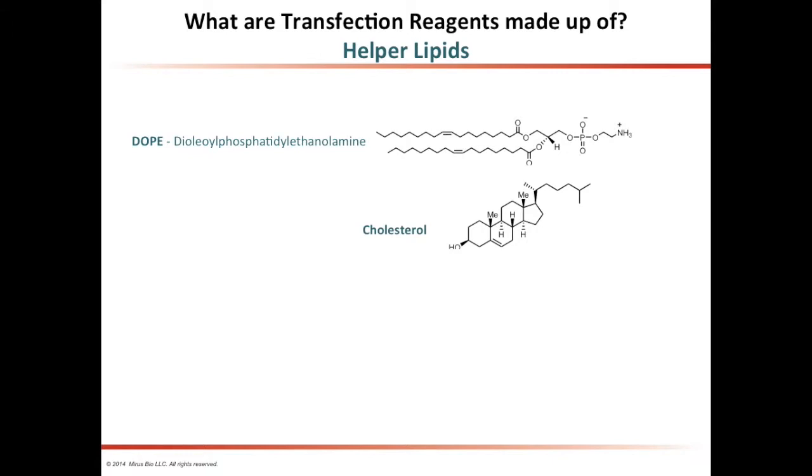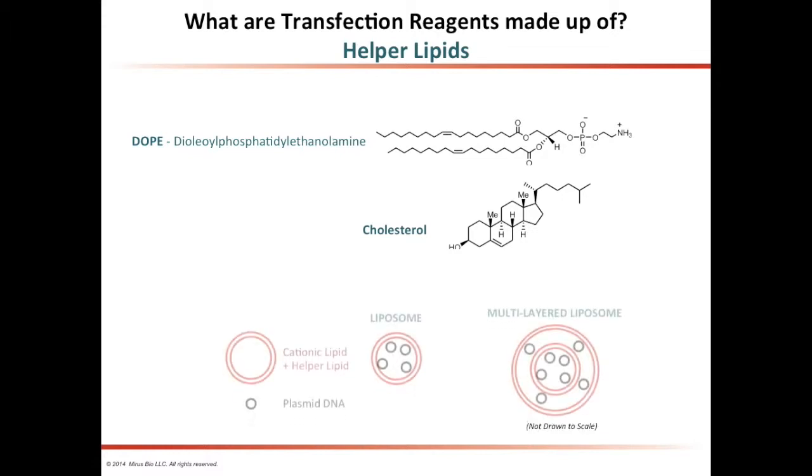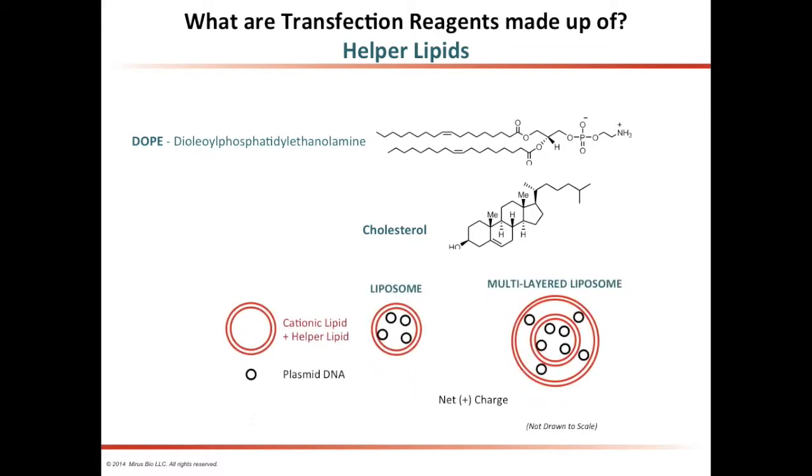Cationic lipids are often mixed with another class of lipids called helper lipids to increase transfection efficiency. Examples of common helper lipids include DOPE and cholesterol. Helper lipids, in conjunction with cationic lipids, can form structures called liposomes that can associate with and encapsulate DNA. These liposomes can be unilamellar or multilayered, and although not depicted here, it is also possible for the DNA to associate with the outside of the liposome. It is often seen that these liposomal formulations, while they can be an effective mode for gene delivery, are often more toxic than other formulations.